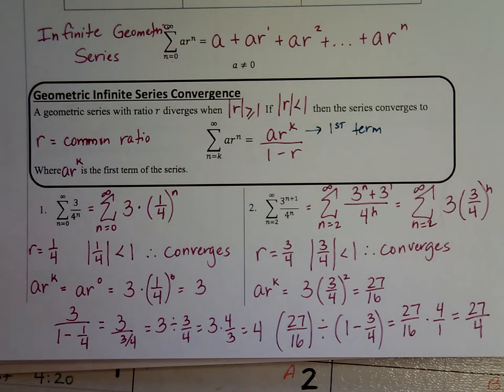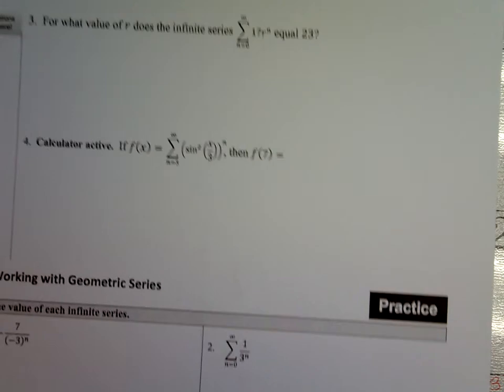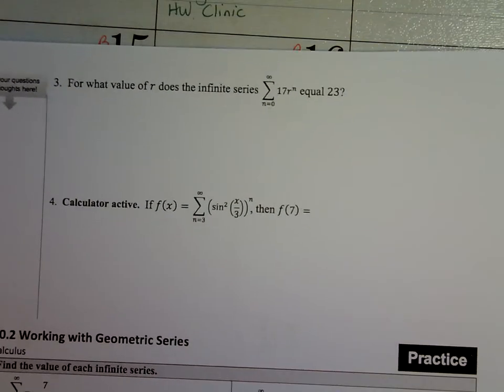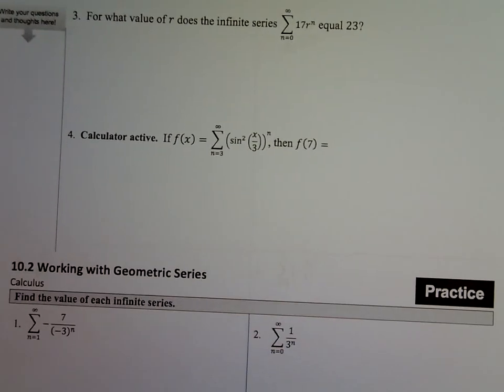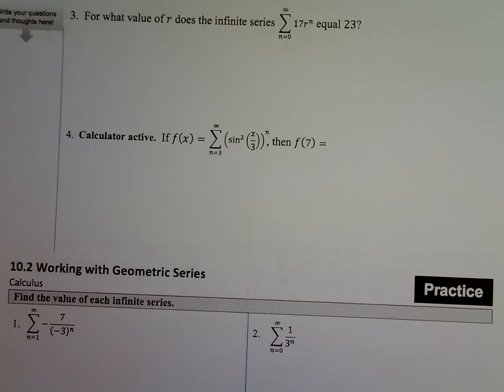All right, a couple more examples. So flip the page. Number 3. For what values of r does the infinite series, if I can speak, of the sum going from 0 to infinity of 17r to the n equal 23?